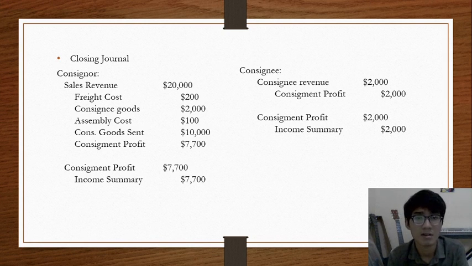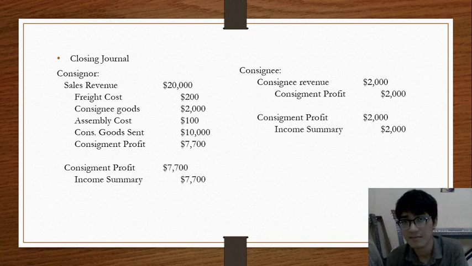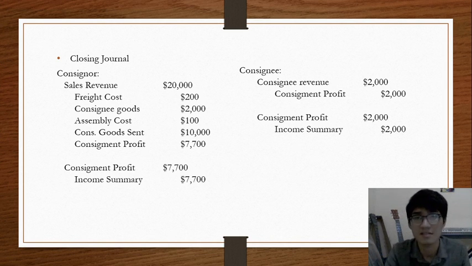We also put the consignment profit on debit in the amount of $7,700, and income summary on credit $7,700. For the consignee, we put consignee revenue $2,000 on debit, and on credit we put consignment profit $1,000. We also put the consignment profit on debit $1,000 and income summary on the credit $1,000.